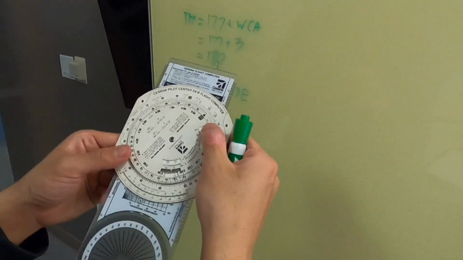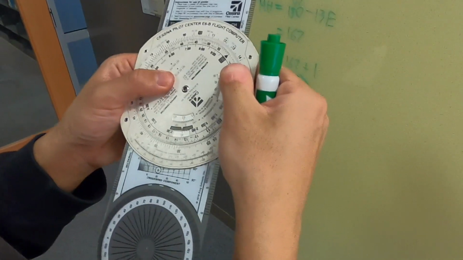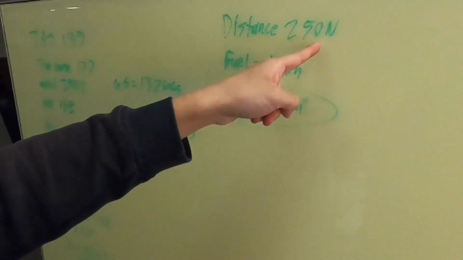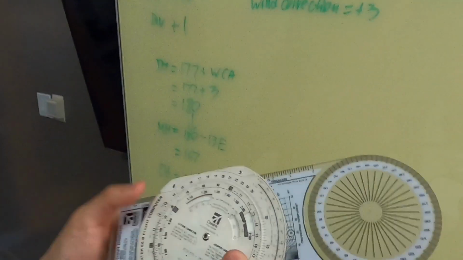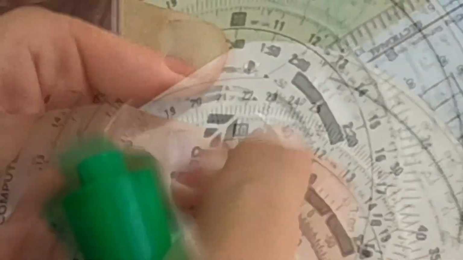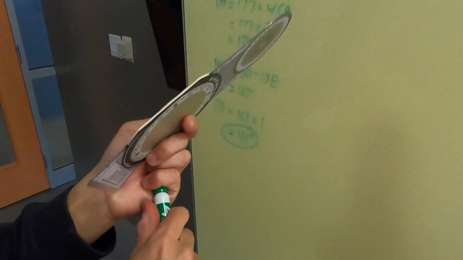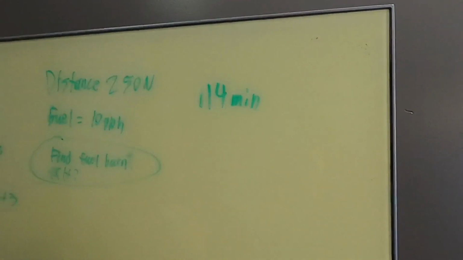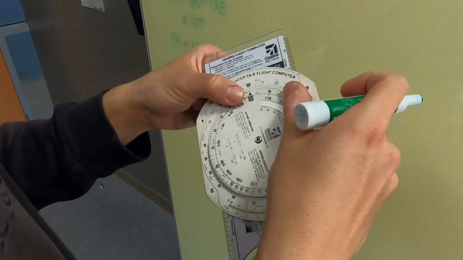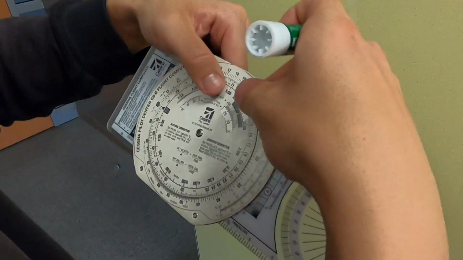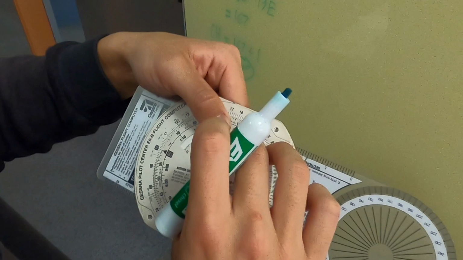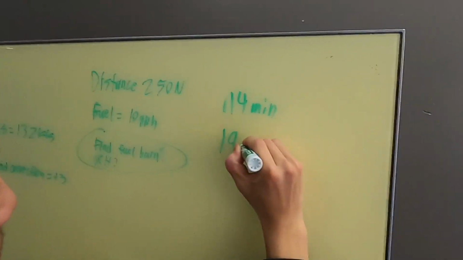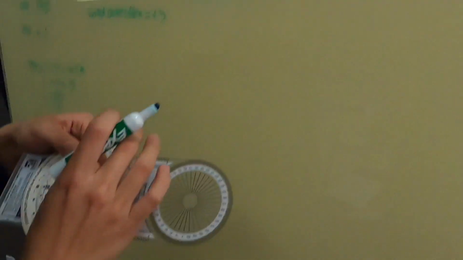So what we're going to do is set our E6B to 132 knots, and look at the time it takes to go 250 nautical miles, which is over here. And we get about 114 minutes. Now we can take into account our fuel burn and just set it to 10 gallons an hour. In 114 minutes, we get 19 gallons. As you look here, 114 lines up with 19.